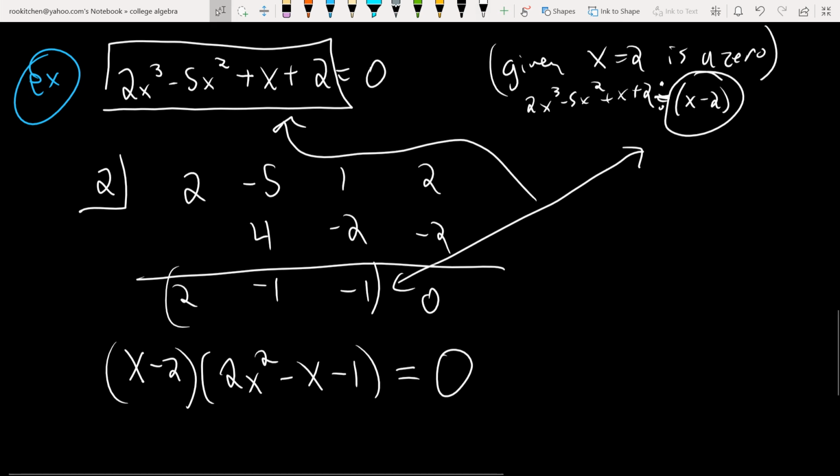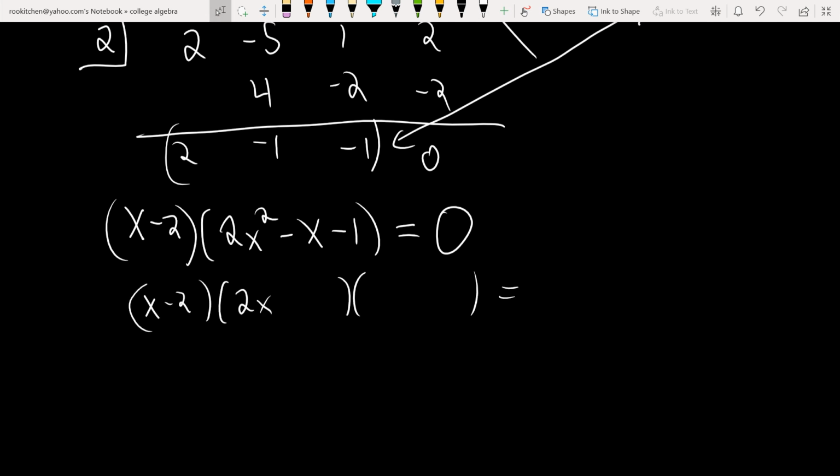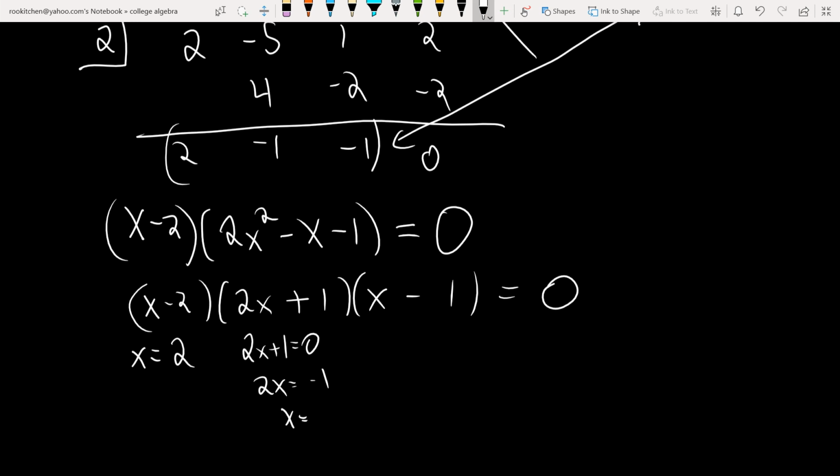Okay, and then I can even factor that more, I think. So this would be x minus 2 times 2x, and let's set up our parentheses, right? So x, and then minus 1, and then 2x plus 1, right? It has to be plus 1. And then set each part equal to 0, and you get your zeros, right? x equals 2 from that guy. 2x plus 1 is 0, so 2x is minus 1, so x is minus 1/2. And then x minus 1 is 0, so x is 1. So we get these three solutions to that problem.